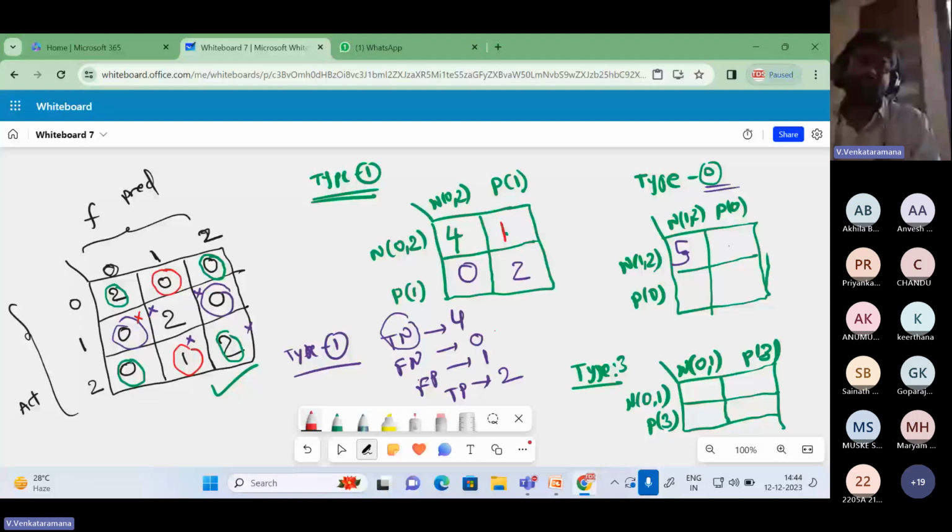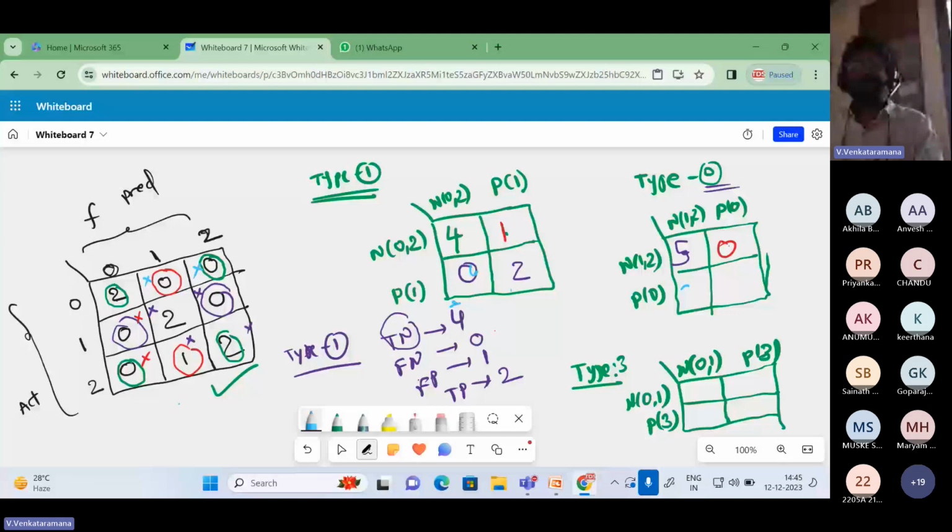Next, 0,1 and 0,2. How many are there? 0,1 and 0,2. This is also 0. And what about the 0,0? So the 0,0 value is 2. Very good. So I think Rohit, you're perfectly right.